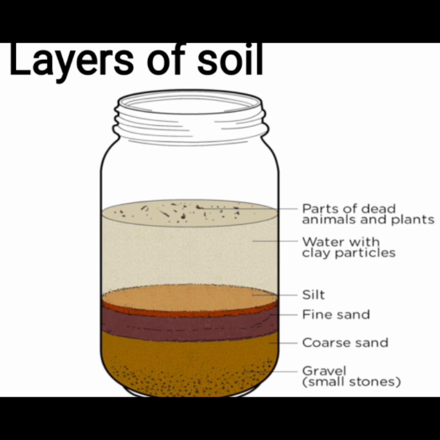The lowermost layer is gravel, which is small stones. Then we have sand particles. After that we have silt, which is the mixture of sand and clay. There is clay floating in the water, and what is floating on the topmost layer is humus. The parts of dead animals and plants are called humus.